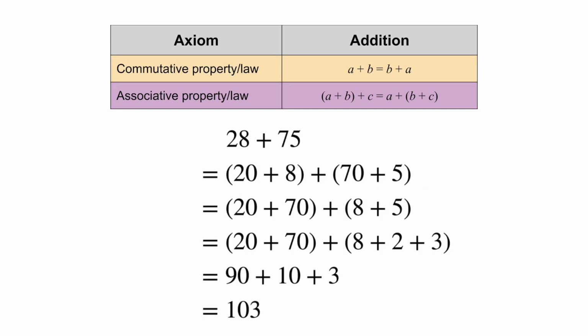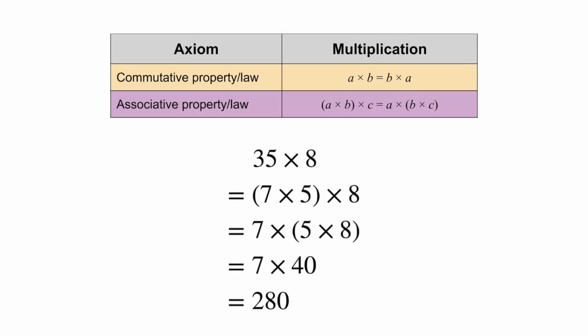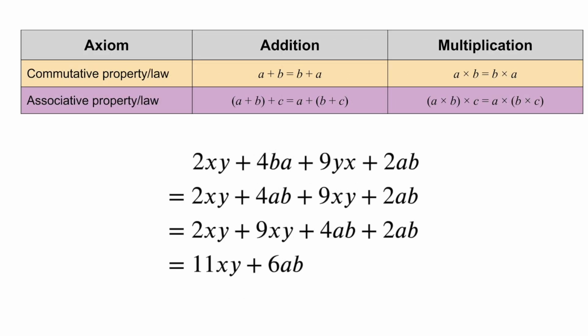Together, the commutative and associative laws allow us to rearrange any terms of addition problems and any factors of multiplication problems, including when we break down a number into a sum or product, because it works better with the rest of the problem, or to add like terms.